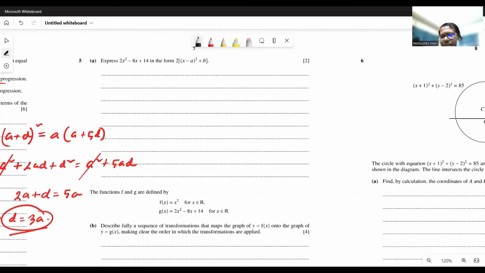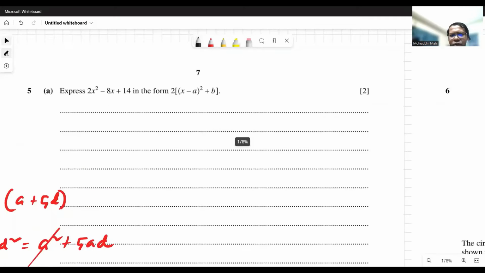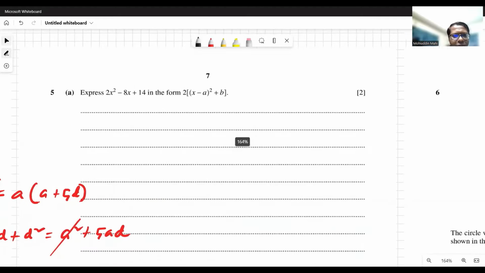You are not going to find too many questions related to that because before 2020, transformation of graph and circle geometry was not in the syllabus. Okay, so from 2020 to 2022, let's try to solve all the transformation and circle geometry questions. Now completing square, that's pretty straightforward. You know how to solve it.